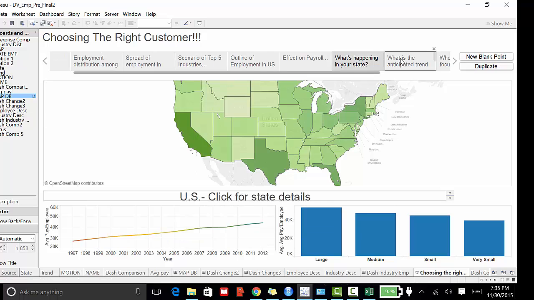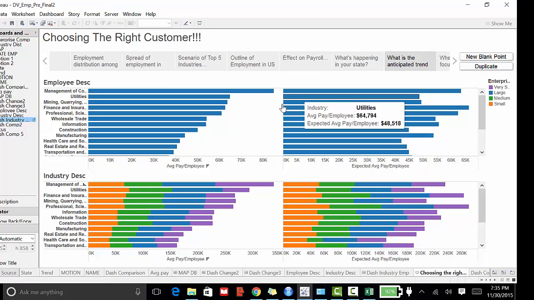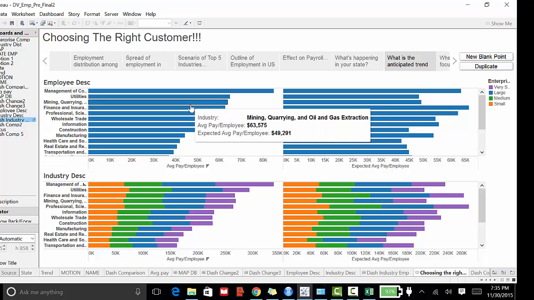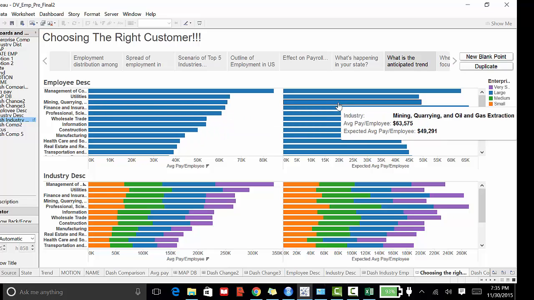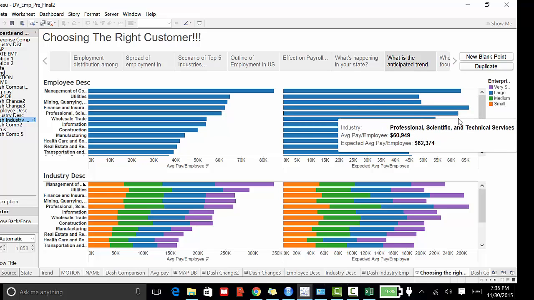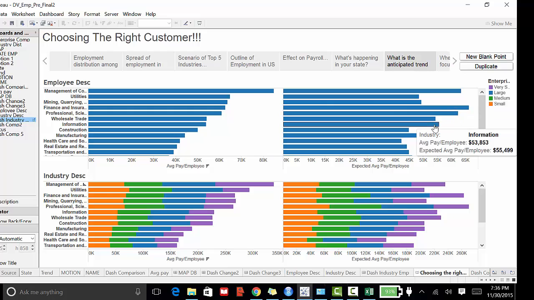The next phase we have created by integrating R into Tableau and used a linear regression model. We are trying to find the predicted value of average pay per employee for different industry types and enterprise sizes. Here we have both the actual pay in 2012 and the future prediction. Some industries show an increase in pay, whereas there are some industries that show a decrease in the average pay. This tells us that not all industries behave in a similar fashion.